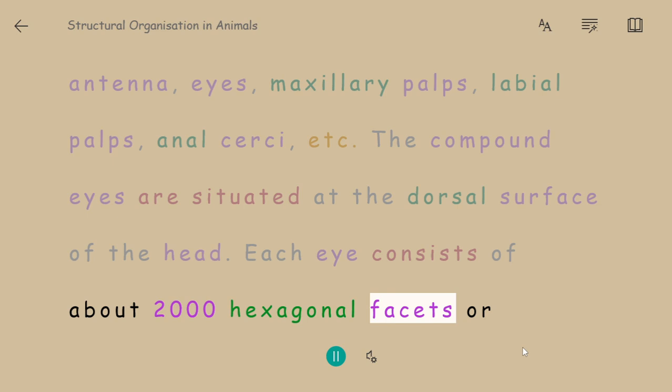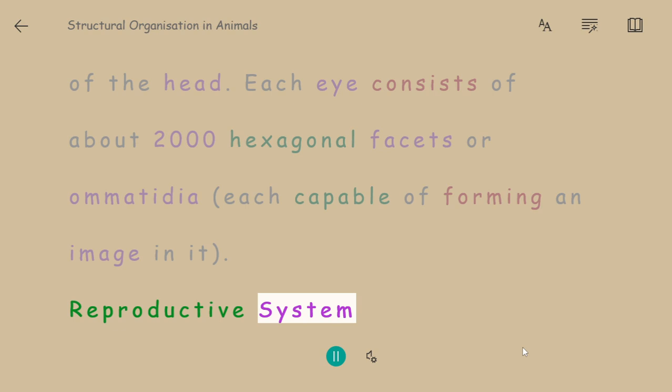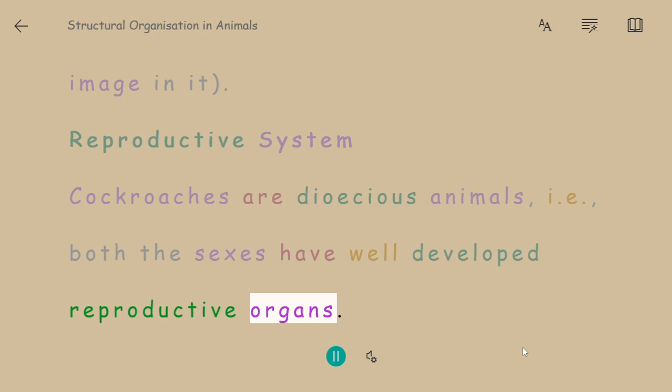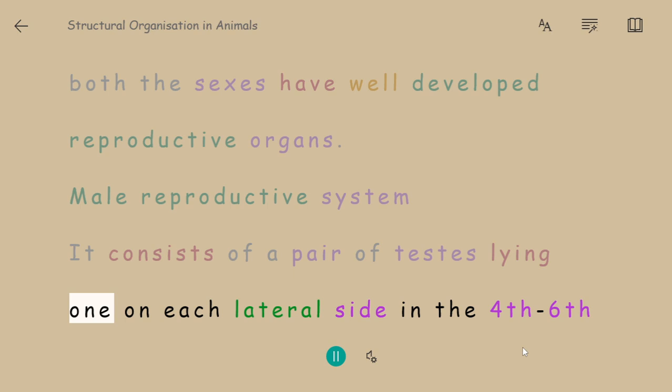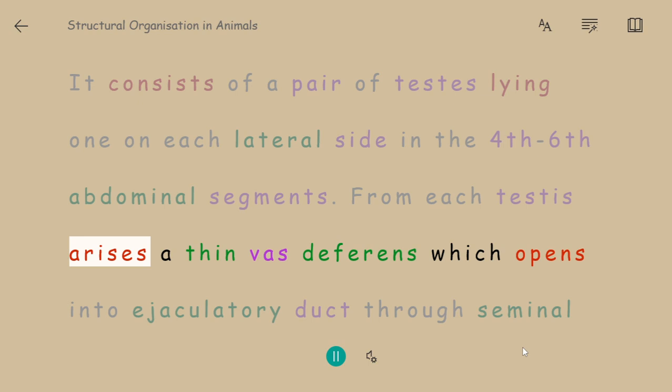Reproductive system. Cockroaches are dioecious animals, i.e., both the sexes have well-developed reproductive organs. Male reproductive system. It consists of a pair of testes lying one on each lateral side in the 4th to 6th abdominal segments. From each testis arises a thin vas deferens which opens into ejaculatory duct through seminal vesicle.